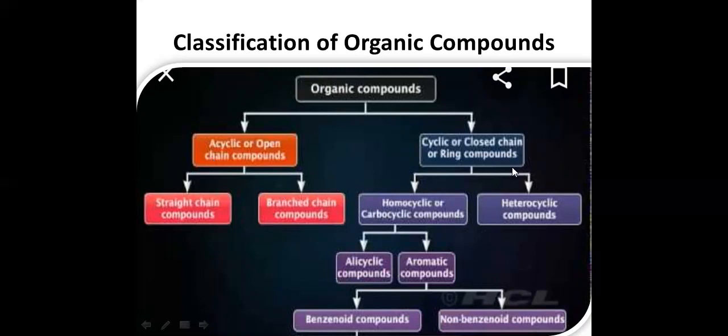Then cyclic or closed chain compounds are also classified into two groups: homocyclic or carbocyclic compounds and heterocyclic compounds. Heterocyclic compounds, I told you, contain in their ring an atom other than carbon, while homocyclic compounds contain only carbon atoms in the ring. So their properties are like those of the homocyclic compounds.